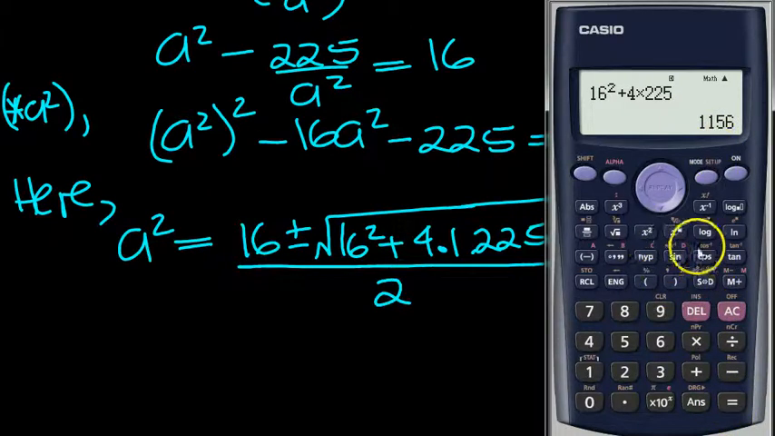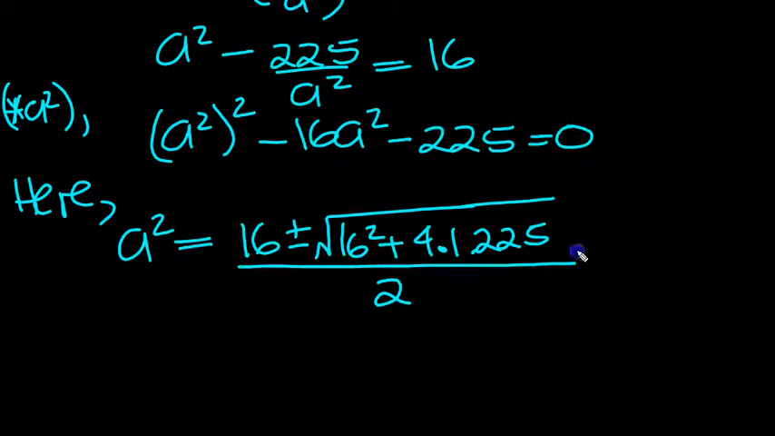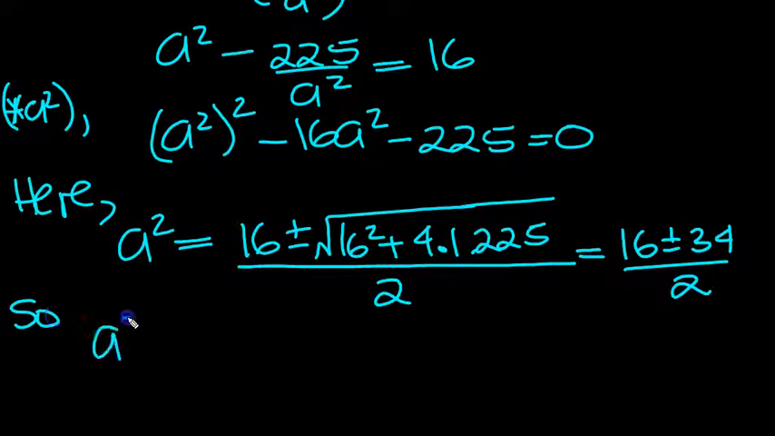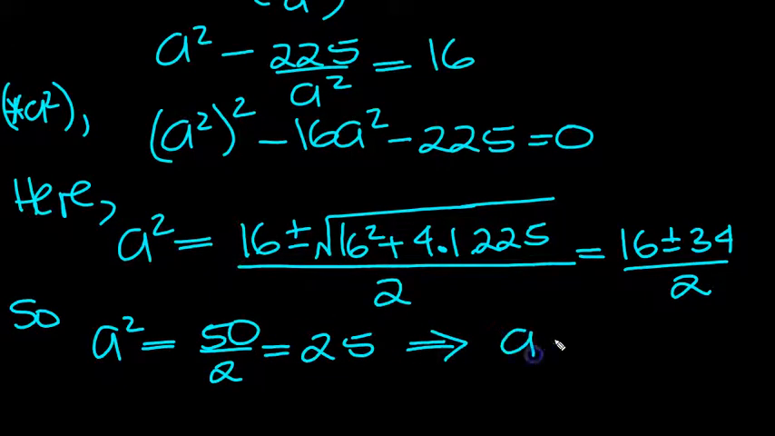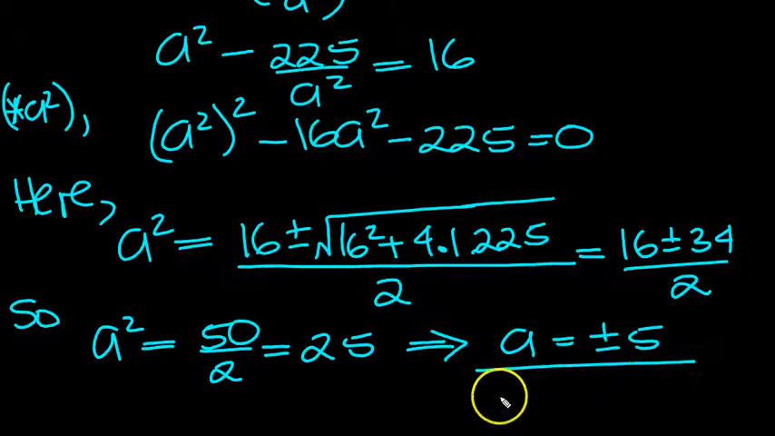If we take the square root, 1156 equals 34. That's good. So we've got 16 plus or minus 34 over 2. So a squared is equal to just the plus side of it, because for a squared we can't have a negative, as a is a real number. So it will be 16 plus 34 is 50 over 2, which is 25. And that tells us that a is plus or minus 5.